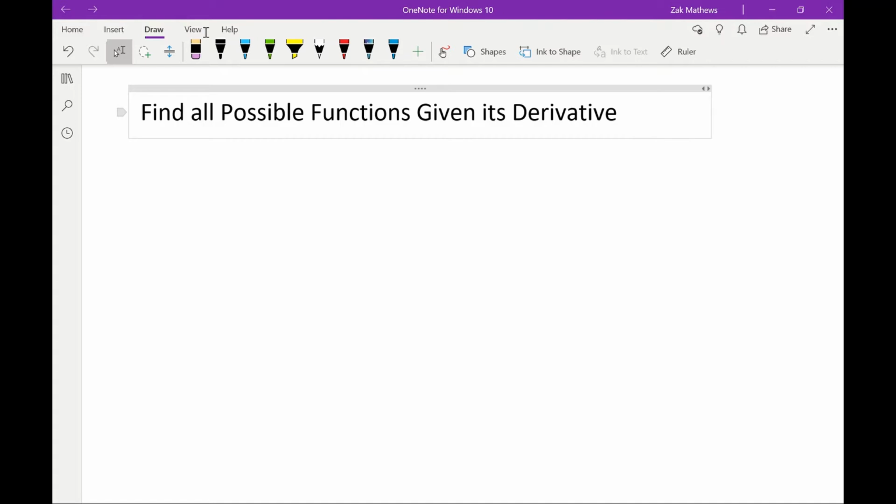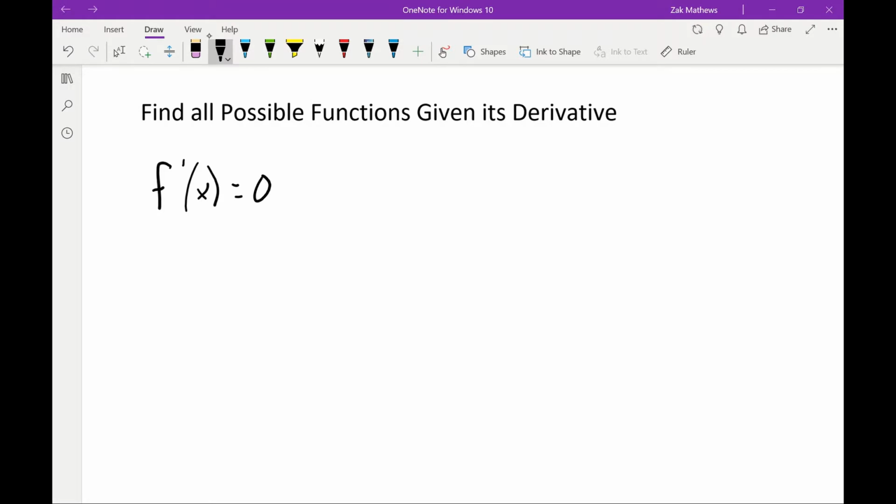In this video, I'm going to discuss how to find all possible functions given its derivative. What this stems from is the mean value theorem. The idea behind this is that if we know that a function's derivative is equal to 0, there are multiple possible functions for that.